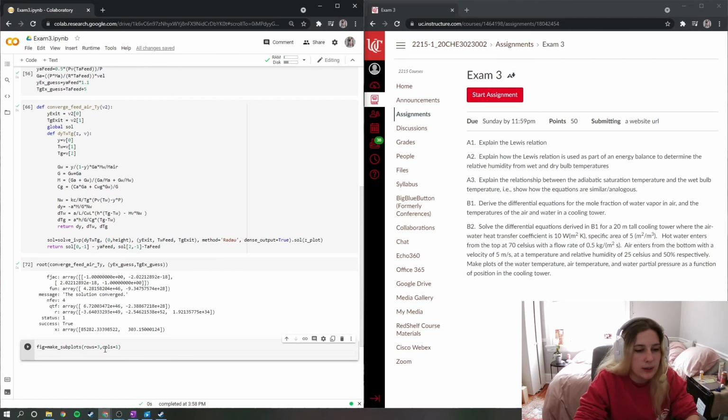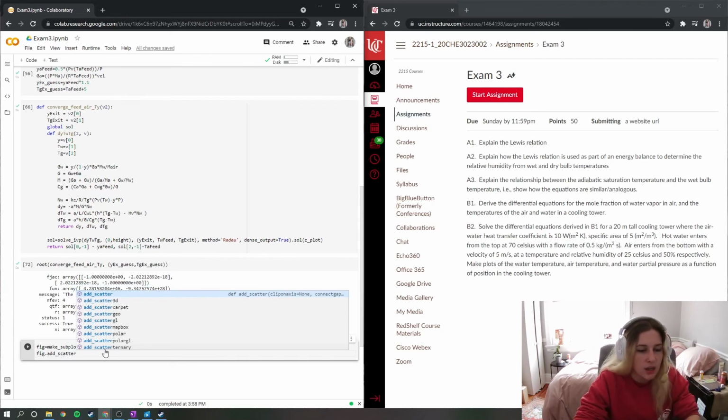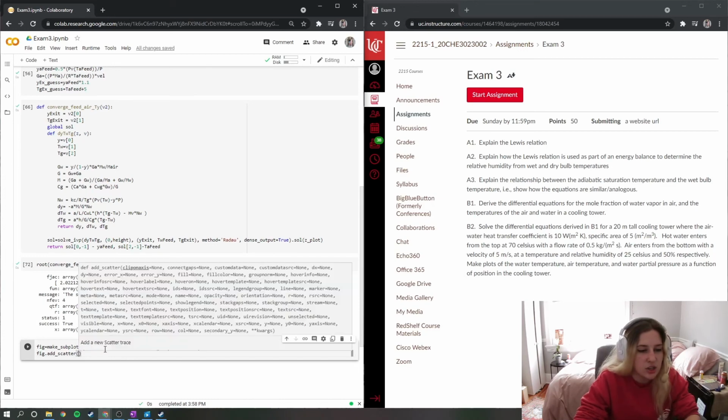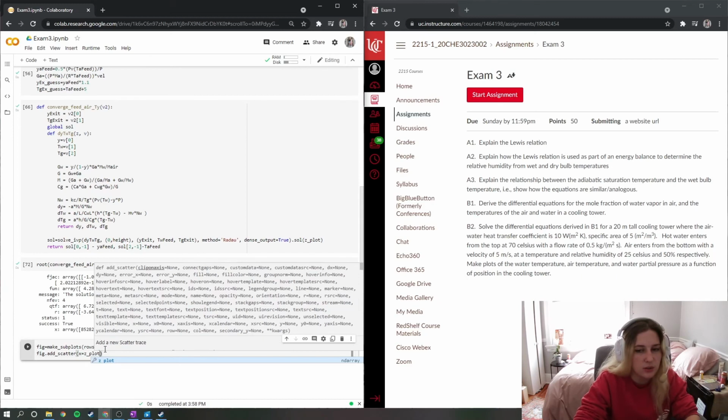Then we're going to do fig dot add scatter, so we want to add our points on here, and we're going to add each of all of our 3 sets of points. So first we're going to do the mole fraction of H2O, of water, so x equals, and the x is going to be the same for all 3, and that's the z plot, so the x is the position in the cooling tower, and then the y is going to change.